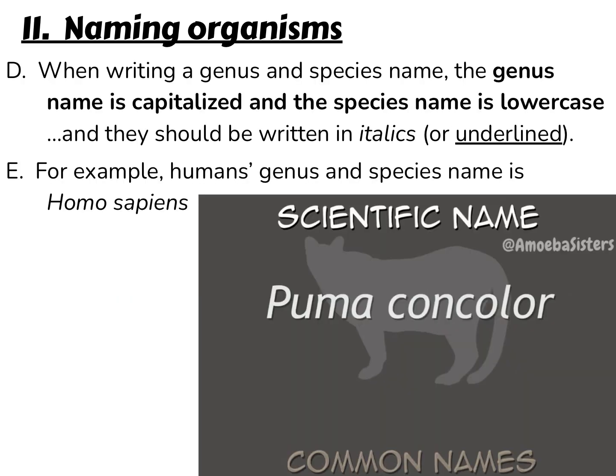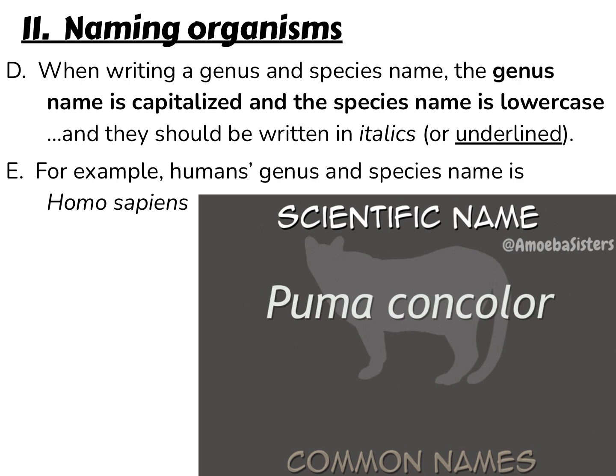And when we write binomial nomenclature or scientific naming, we have the genus name capitalized and the species name lowercase. And most often you will see them written in italics. Sometimes you'll see them underlined. So for example, humans' genus and species name is Homo sapiens. You've probably heard that before. And our cute little animal at the beginning that was a puma or a panther or who even knows what has a scientific name, and that is Puma concolor.